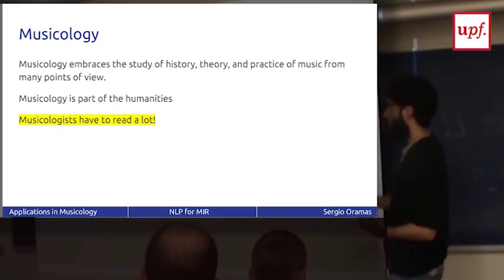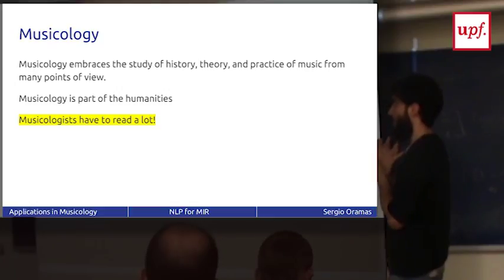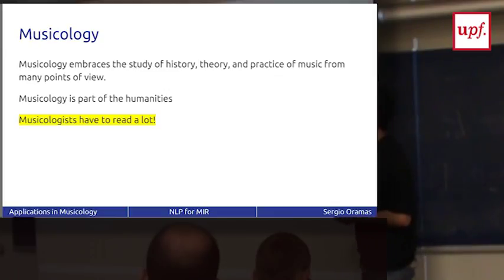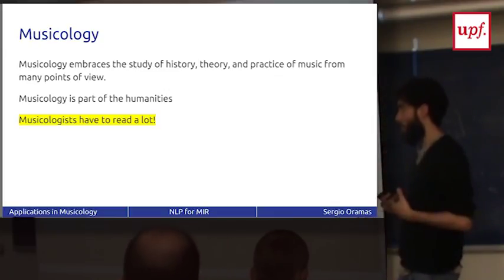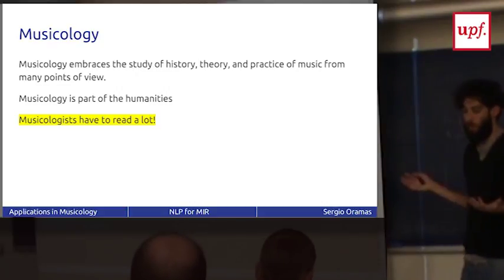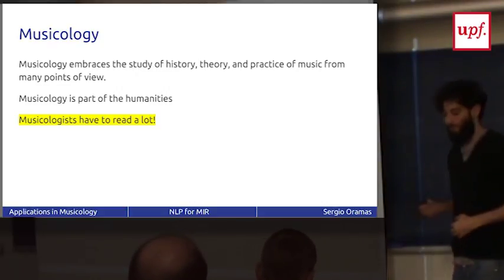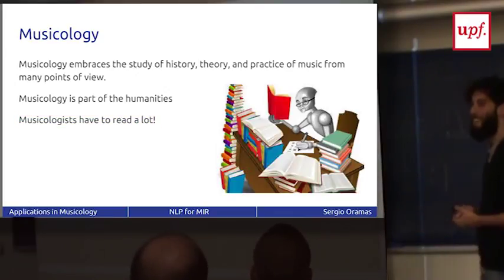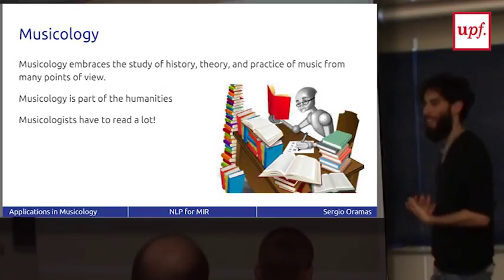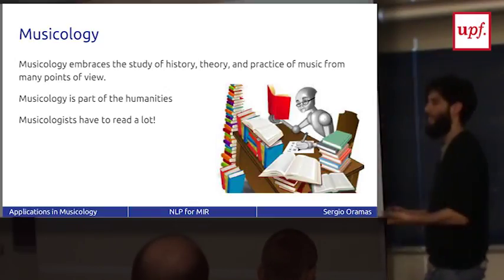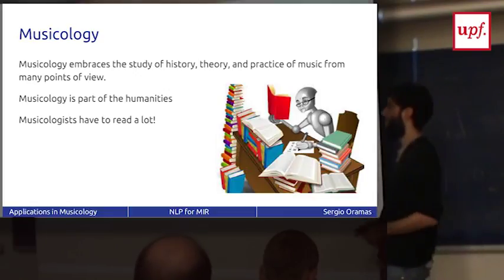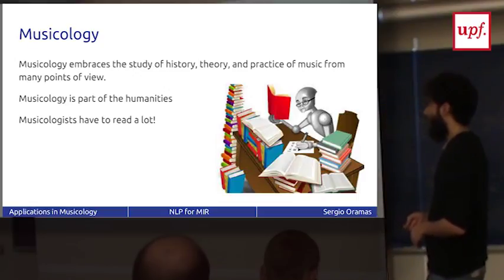Musicology embraces the study of history, theory, and practice of music from many points of view. And musicology is part of the humanities, so musicologists have to read a lot of documents, be in the library. So why is the computer not able to read all for the musicologist and give a summary, analytics, whatever, solve the question directly? So this is the idea, no? This natural language understanding can help musicologists.